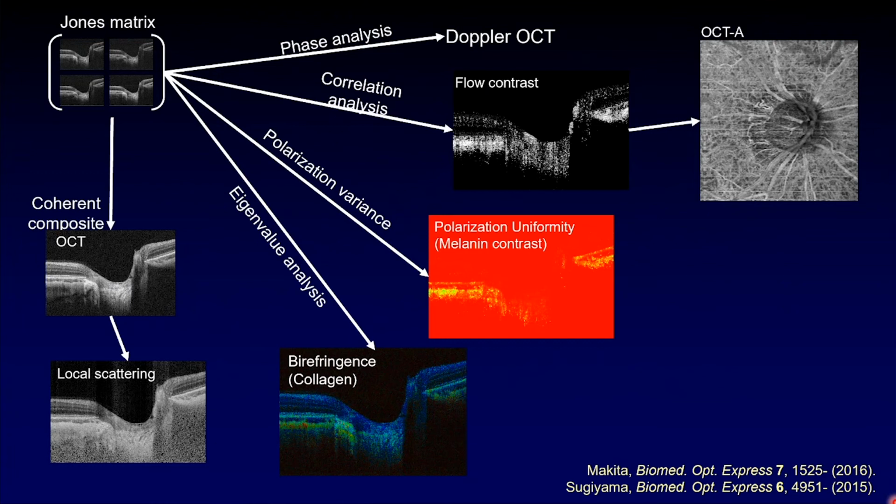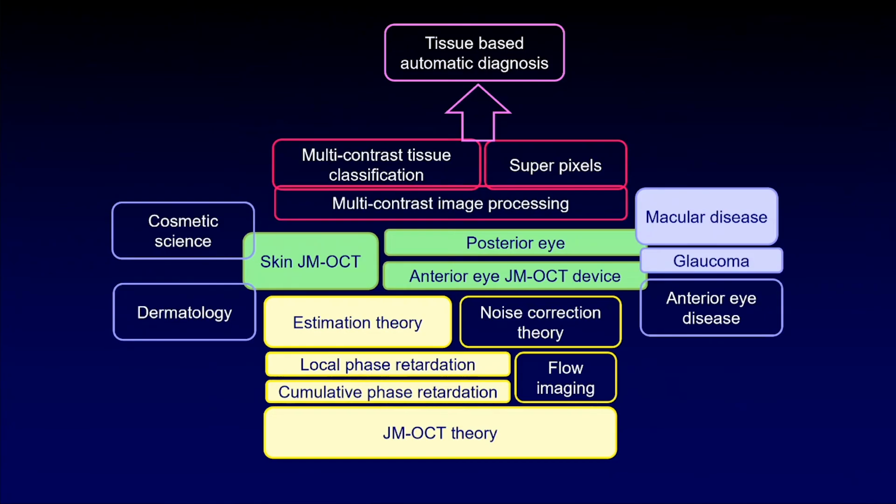In my research group, we are comprehensively working on several layers of topics of the Jones matrix OCT. It includes, for example, the Jones matrix-based Jones matrix OCT theory. I briefly explained it, but there are a lot of fine details of the mathematics in reality. And based on this, we can think about the highly accurate Jones matrix measurement method.